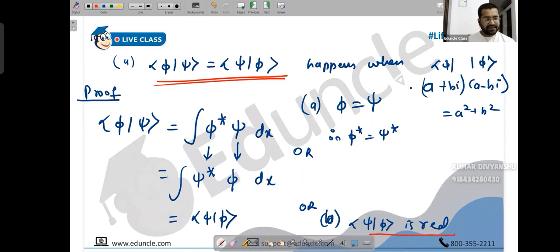Second is that psi phi is real. That's it. The product of psi and phi is real. It does not matter what psi is, what phi is. Psi individually could be complex, phi individually could be complex. Psi individually could be real, phi individually could be real. As you see, this psi is complex, phi is also complex, but their product is still real.